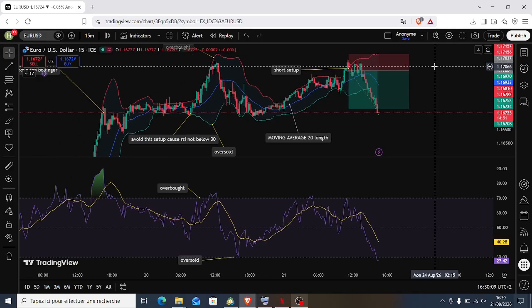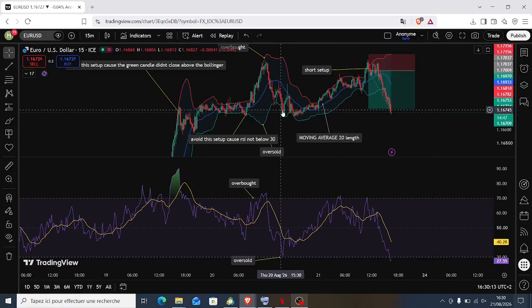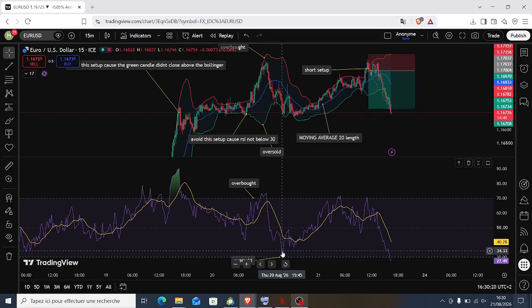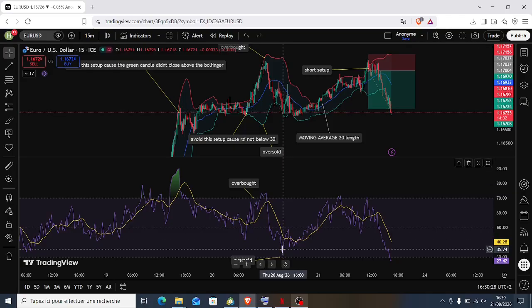The long setup is the exact opposite mirror image. Step 1. A red candle closes entirely below the lower Bollinger Band. Step 2. RSI is below 30, indicating an oversold condition. Step 3. The next candle is green and closes back inside the bands. Step 4. The RSI must be higher than the previous candle. If the red candle had an RSI of 29, the green candle must print 30 or higher. You enter long on the close.